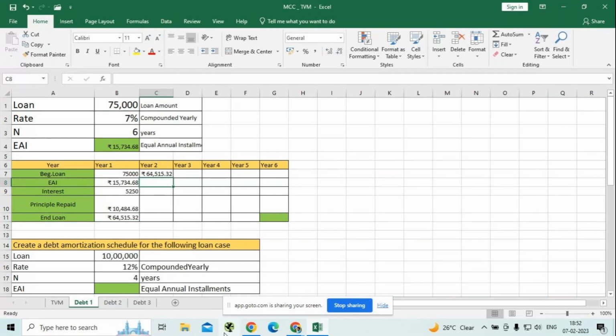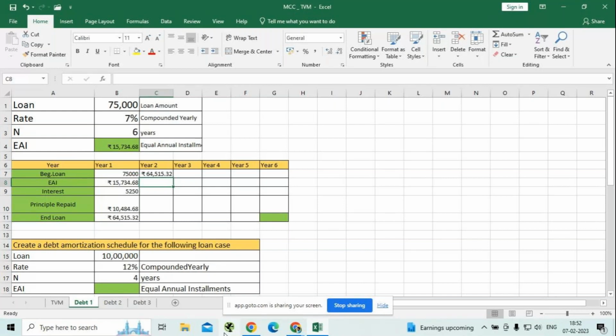So now EAI amount, will it be the same or should we calculate it? It will be the same, sir. Yeah, since it is said as equal annual installment. So for all the tenure, we call this period, the 6 years, as the tenure of the loan. So for the whole tenure, it should be the same EAI or EMI. Either it is annual installment or quarterly installment or monthly installment, it will be the same for the whole period.